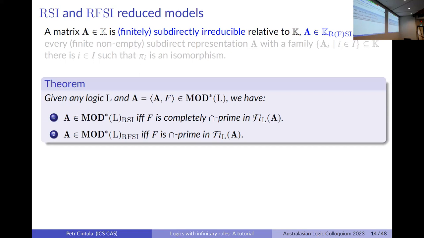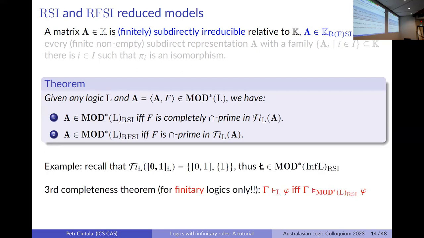Okay, in classical logic, which are RSI and RFSI? The RSI in classical logic is only the two-valued Boolean algebra with the filter being one. No other thing would work. And RFSI, these are actually two. This is the two-valued one and the trivial one, because the trivial one can be seen as reduced by an empty set. So the trivial one is always finitely reducible, but not completely reducible, because you can use a finite set. That's just a trickery for things being nice.